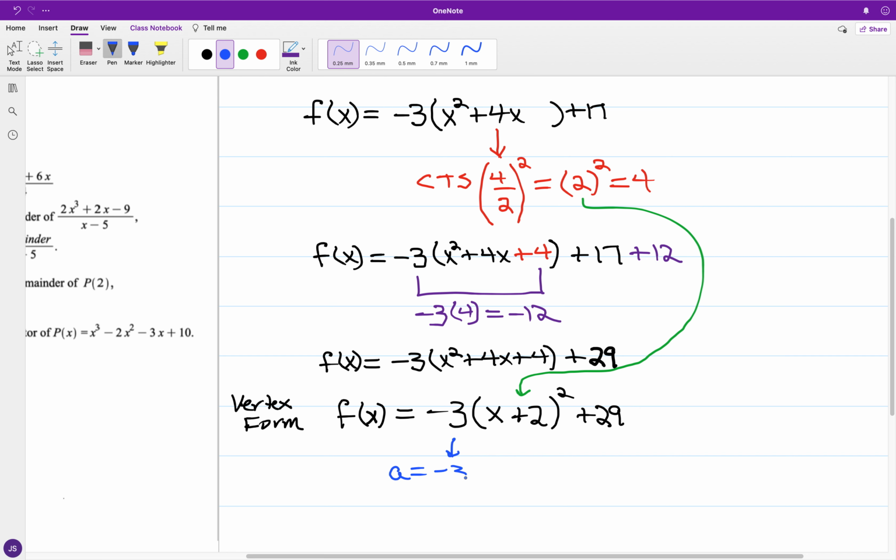So a is equal to negative 3, and since a is negative, f of x is going to open down from the vertex. So that means that the vertex is going to be the high point. So that would be the location of the maximum.